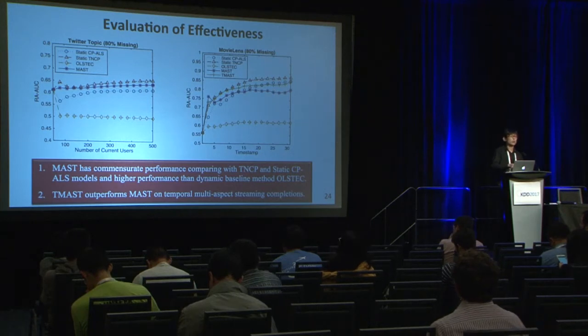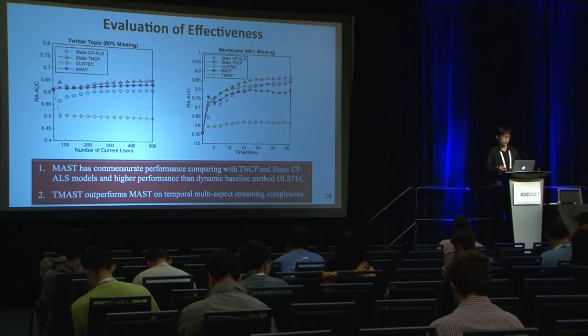And from the second figure, the MovieLens dataset, the x-coordinate is the time step. The x-coordinate is different from the first one because in the first one we do not have a temporal mode. So in the second one, the x-coordinate changed into the time step, and the y-coordinate is still the relative running average area under the curve. You can see that the T-MAST model outperforms our general MAST framework on the temporal multi-aspect streaming cases.